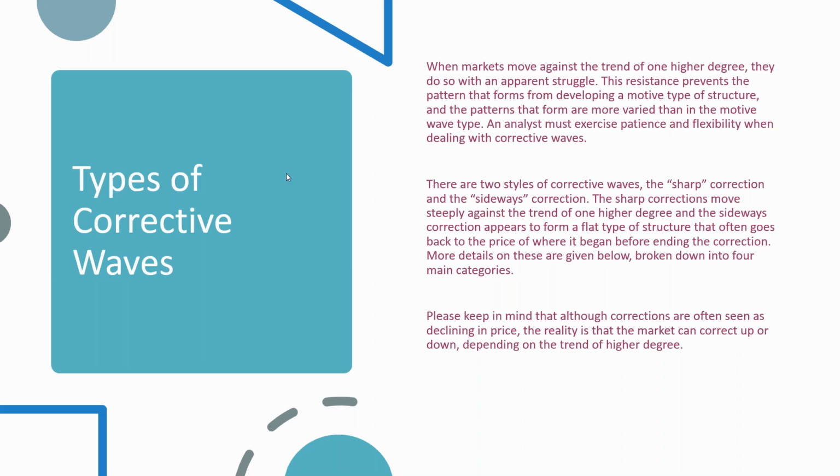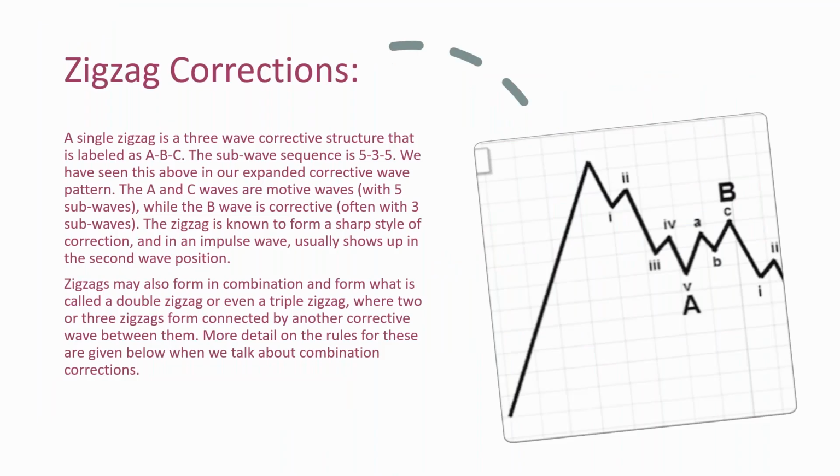The sharp correction moves steeply against a trend of a higher degree, and a sideways correction appears to form a flat type of structure that goes back to the price where it began before ending the correction. So please keep in mind that although corrections are often seen as a decline in price, the reality is that the market can correct up or down depending on the type of the trend of the higher degree.